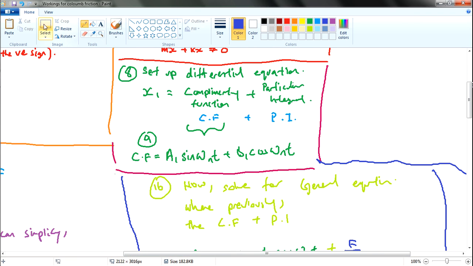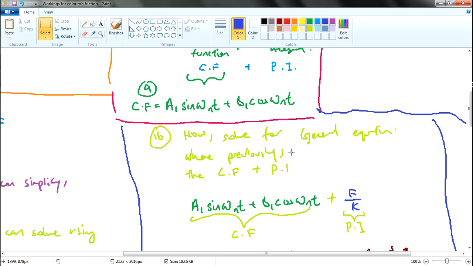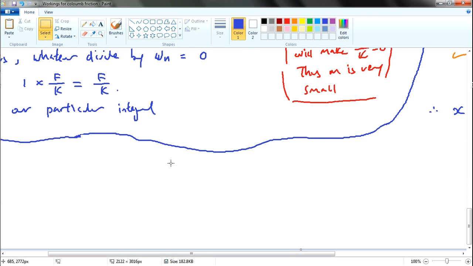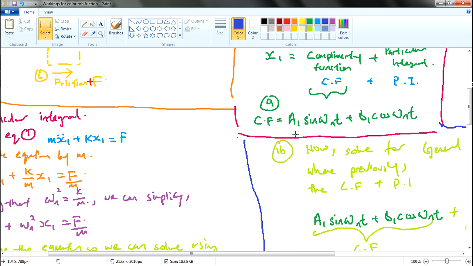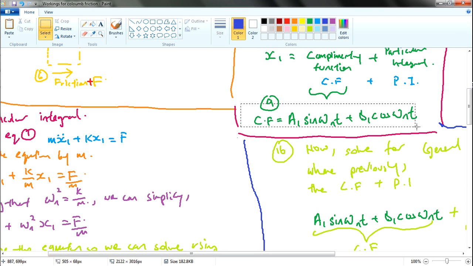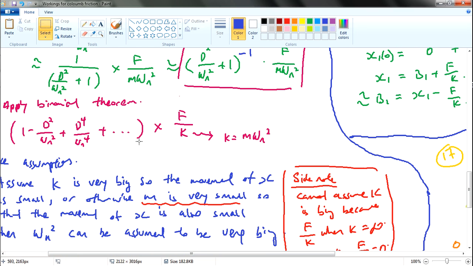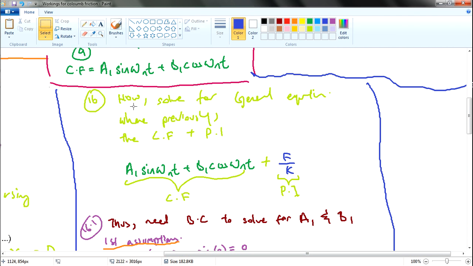We last stopped over here. Actually, we haven't combined. We just derived the particular integral, f over k, if you remember. We have a differential equation with a complementary function plus the particular integral. We have our complementary function, and then we solved for the particular integral, which is f over k, and then you combine them together, you have this thing over here, our general equation.